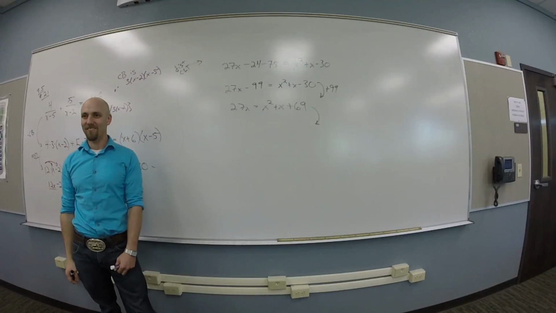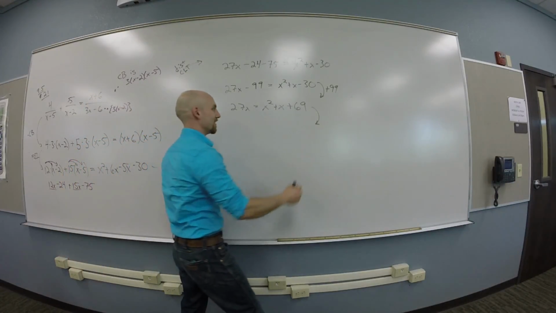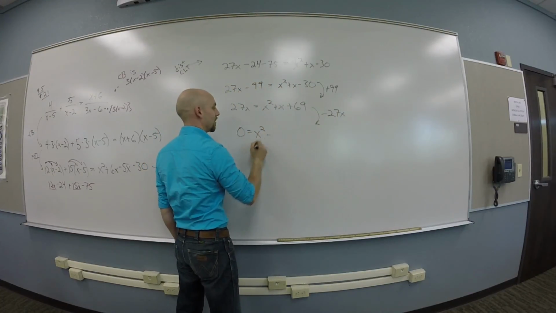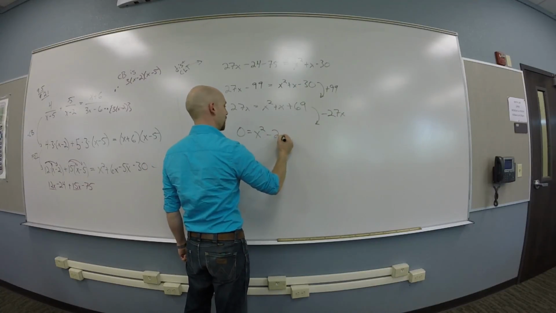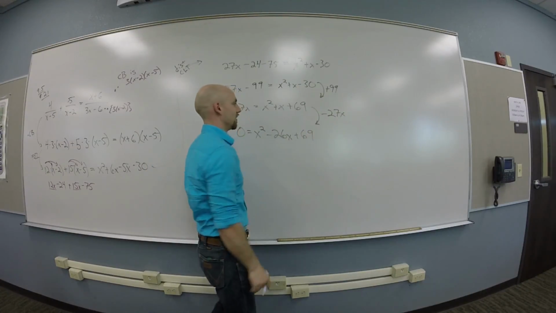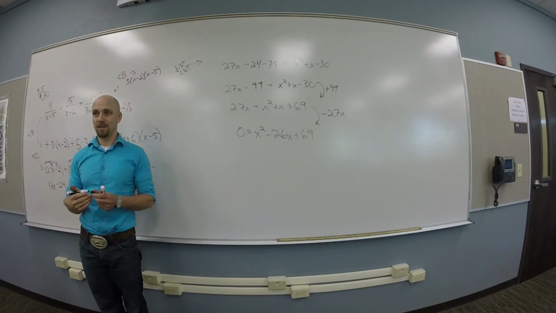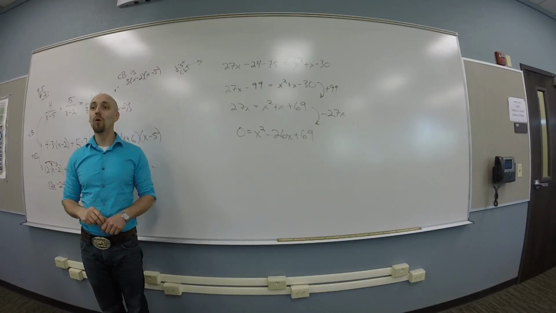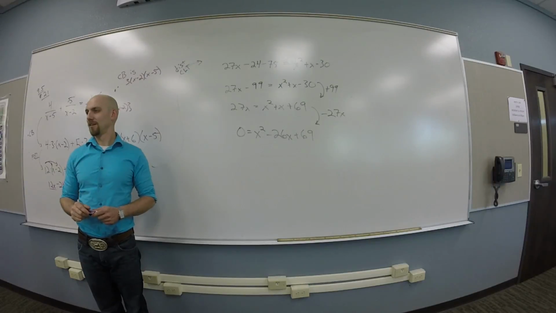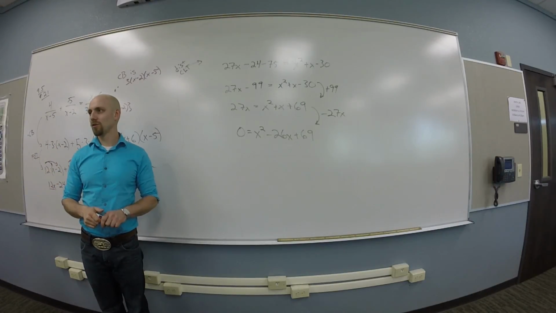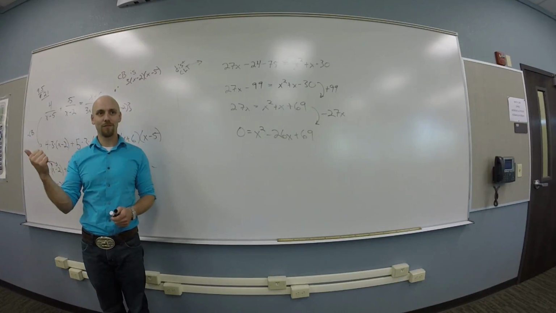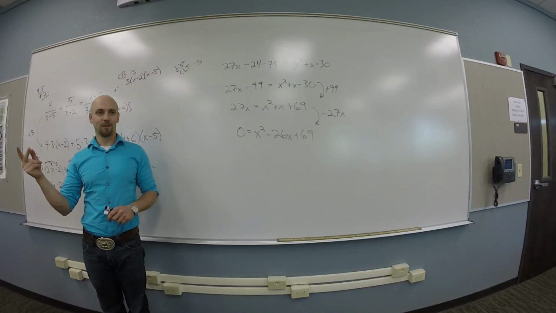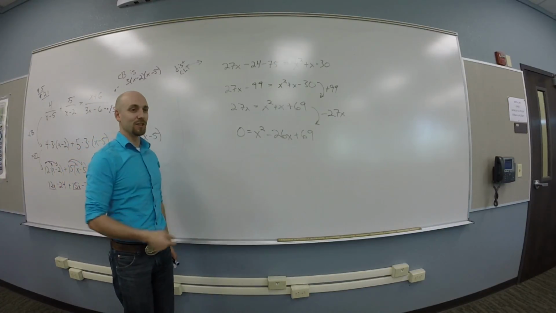And then subtract 27x. And so I'll get 0 equals x squared minus 26x plus 69. And now what? I try to factor, right? Or quadratic formula, or AC factor and then zero product rule. So far I've got two options: I factor and use the zero product rule, or I use the quadratic formula. What's the third option? Complete the square, because it's all nice. We could actually complete the square on this one.